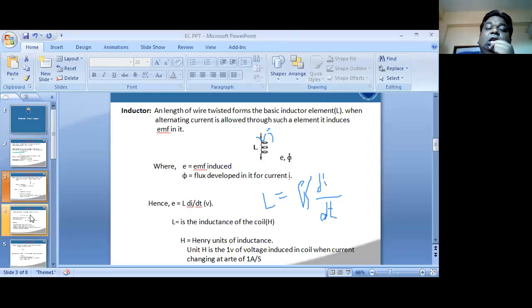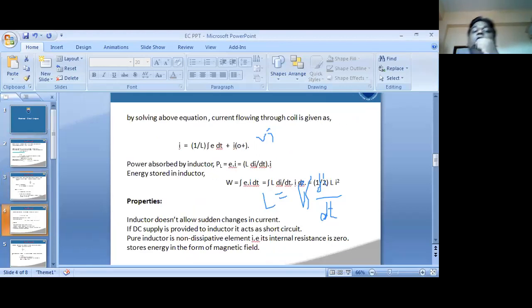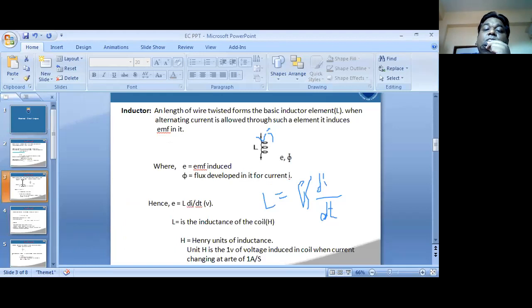Next, let us see the current flowing through the inductor element, power and energy. Now, from the last expression, where we know that E is equal to L di by dt, from there I can write di is equal to E by L into dt. I'm cross multiplying dt to the other side and L to the denominator.